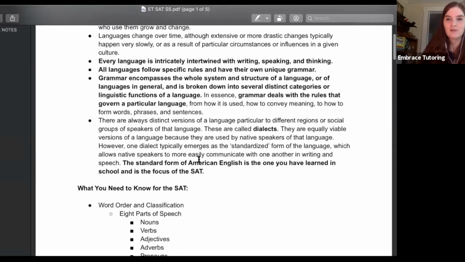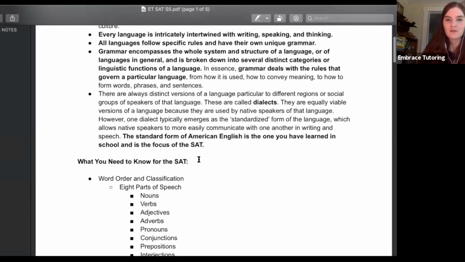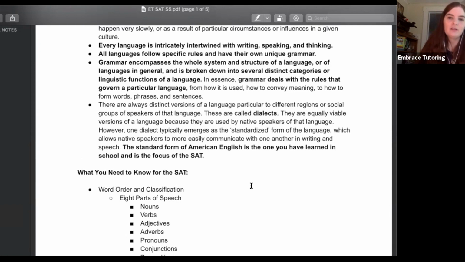Change generally happens in a language very slowly. So we want to consider that, especially in terms of our understanding of standard English conventions. The standard English conventions stay the same for the majority of a lifetime. They tend to stay very steady. But every language is intricately intertwined with writing, speaking, and thinking, as I've said every single week here. Okay. All languages also follow specific rules and have their own unique grammar.